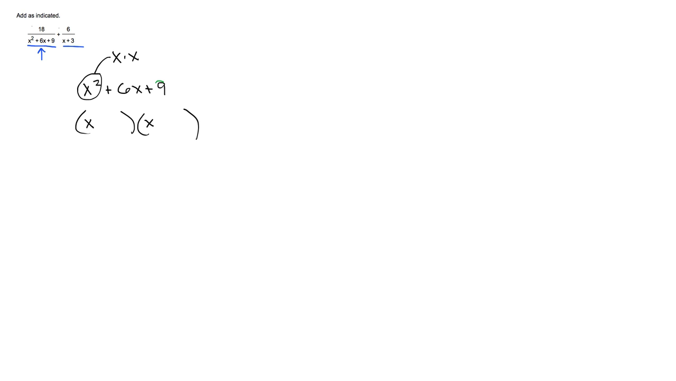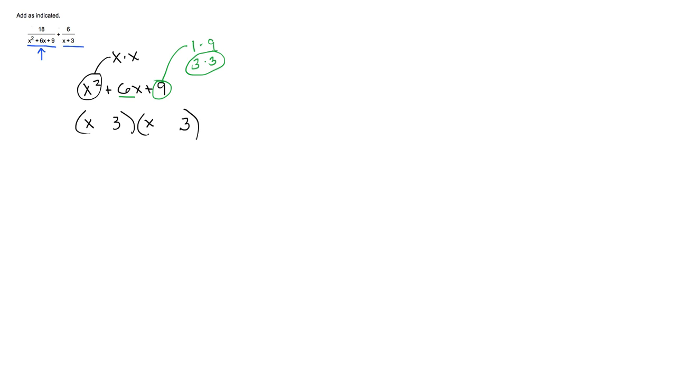Next, I'm going to look at the last term, and I have a positive 9. So I'll write the factors of 9. So I have 1 times 9 and then 3 times 3. I need to choose the set of factors that when added or subtracted together give me a 6. So if I add 3 plus 3 together, I get 6. So I'm going to choose that pair of factors.